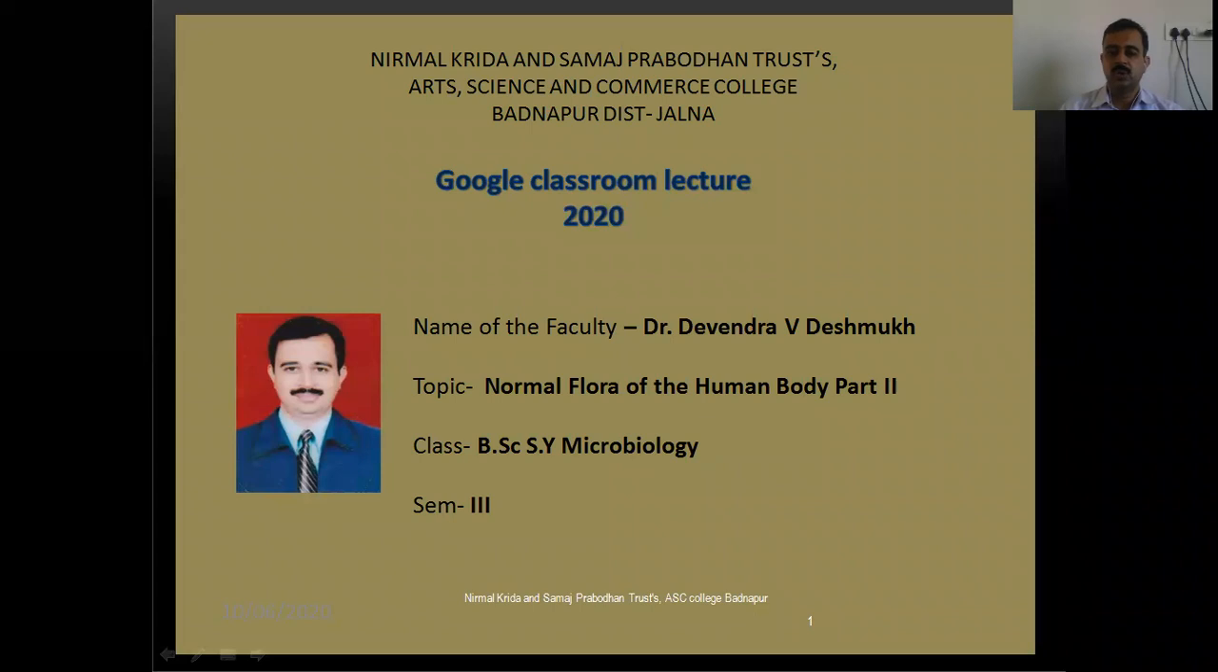Today we are going to see the normal flora of the human body. This will be the second part associated with normal flora. In the previous chapter, we have seen what the normal flora is and why it is said to be important. Some organisms in the normal flora are said to be pathogenic. Let us understand a little bit deeper in terms of the normal flora of the human body.